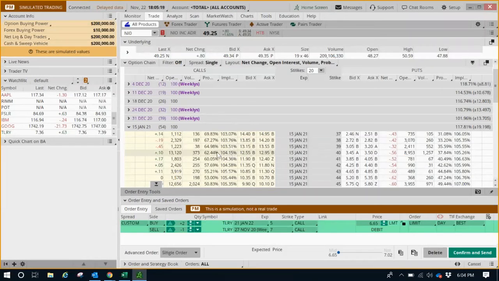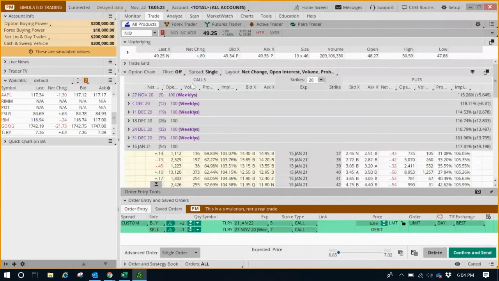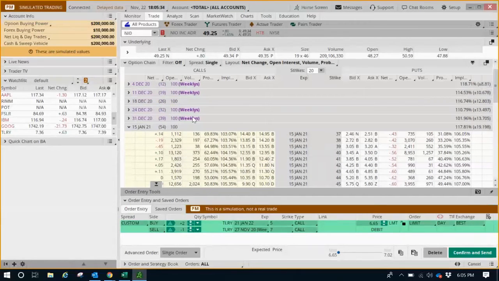I generally use these because those are the important ones. Volumes: you want to see something you trade where there are thousands of contracts open, because otherwise the bid-ask spread should not be too much.